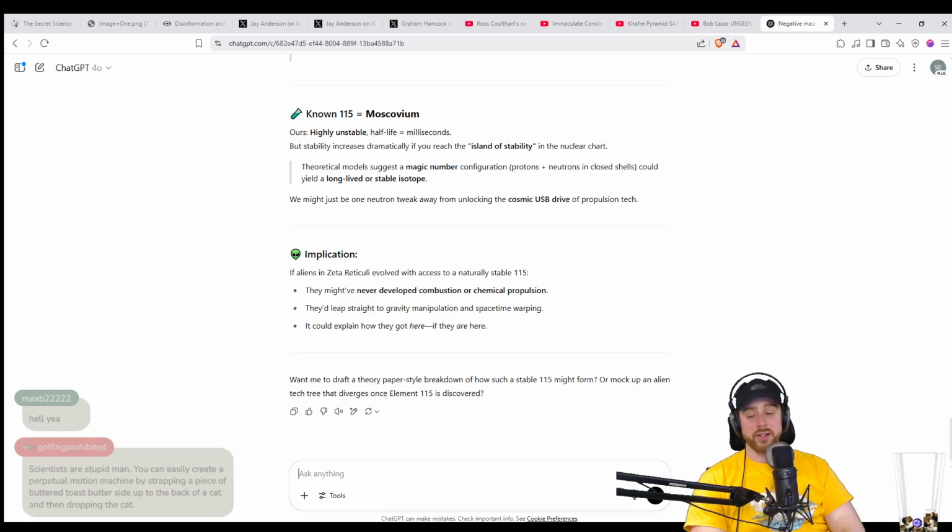I mean, it's very interesting. It's legitimately very interesting. I don't know why more people don't take it more seriously, but because we don't have a piece of it, they can't test it. But scientists are stupid, man.